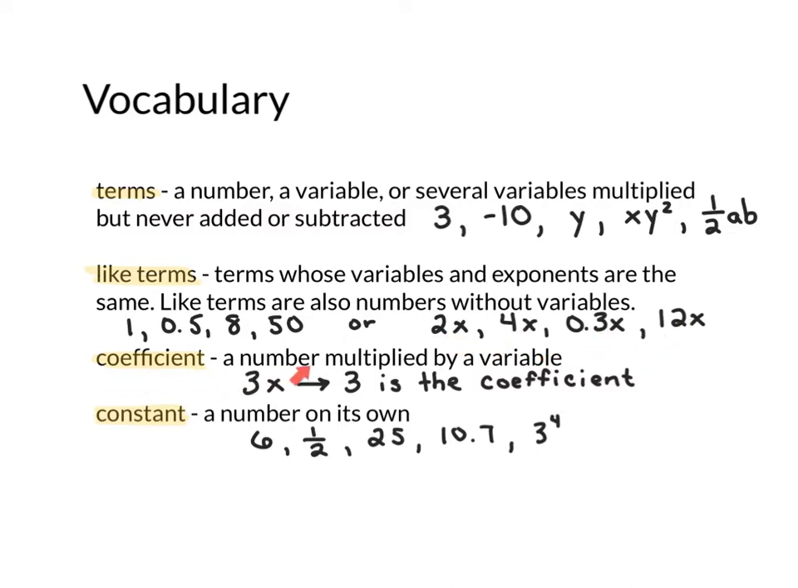Coefficient. A number multiplied by a variable. In 3x, the x is the variable, so the number 3 is what we call the coefficient. Constants. Constants are numbers on their own. Here is a list of lots of different numbers. They can be a whole number, a fraction, a decimal. It could be a number with an exponent. A number on its own is also called a constant.